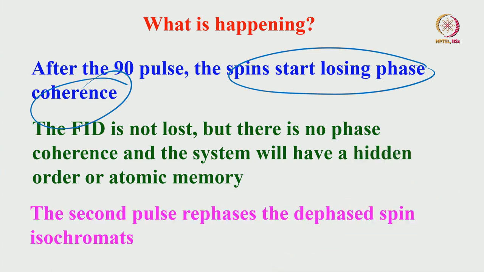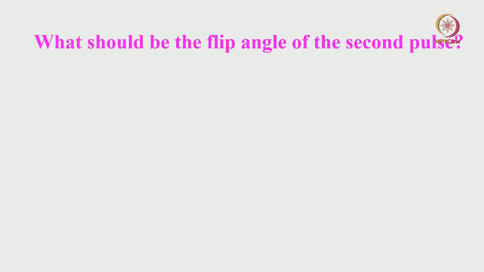And the second pulse rephases the dephased spin isochromats. This is what happened. So dephasing does not mean that the FID is completely lost. The system somehow retains its memory, and that is regained by applying another pulse and then waiting for a time T. We are going to get the rephasing.